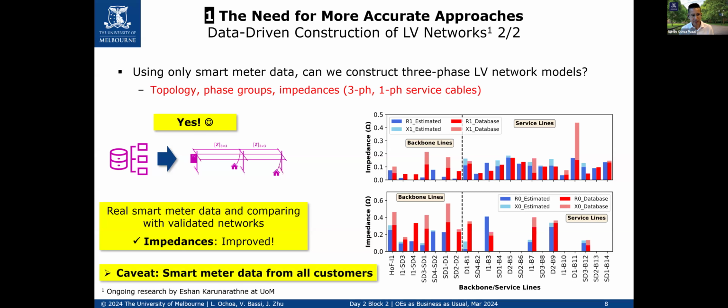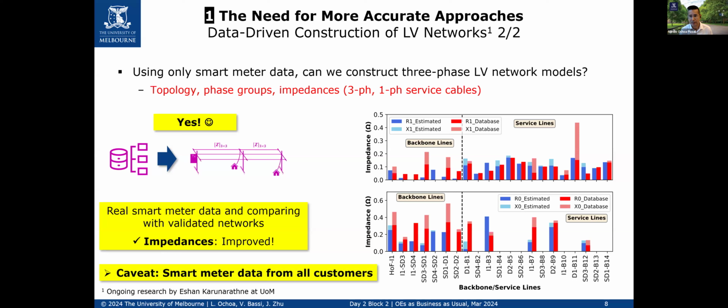Now, there's a caveat. There's always a caveat, right? Nothing is perfect in life. The caveat is that these sort of techniques require smart meter data from all customers. And of course, as we were listening, that is not the case in Queensland or South Australia. Not all the customers have smart meters, as is the case here in Victoria.